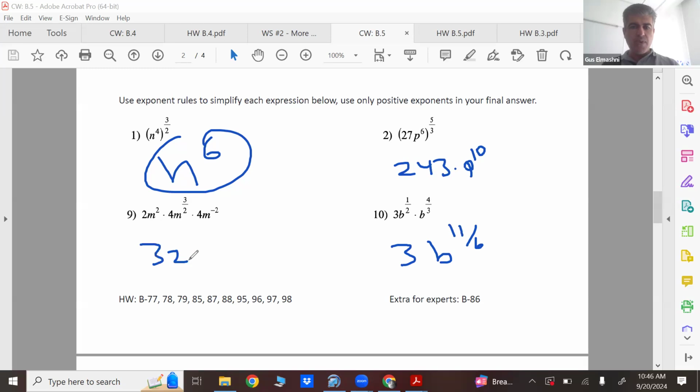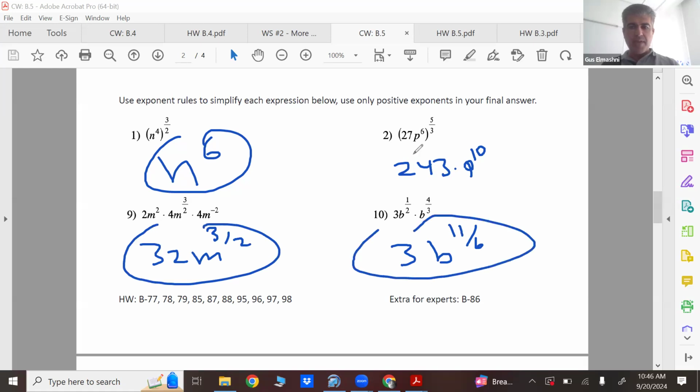Okay, let's try this. Try this out, guys. All right, I'm gonna come around and check. Yeah, go, Jasmine. Yes. You're gonna be adding. Number 9, you're gonna be adding the exponents. Yeah, you're gonna be adding. You got it. Yeah, perfect. Got it.